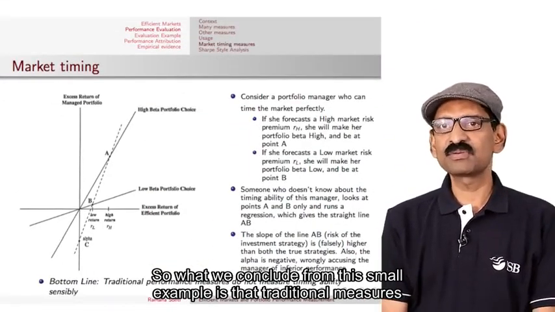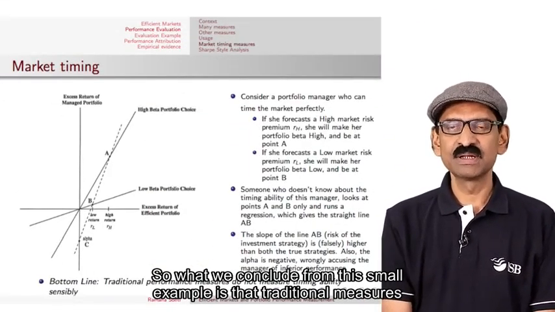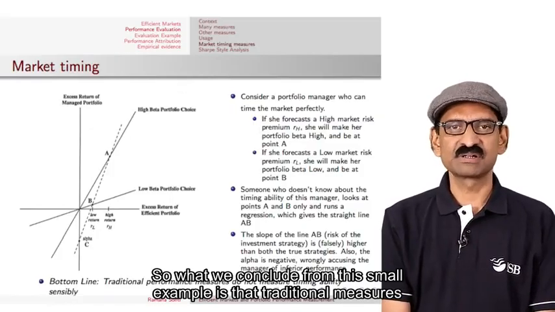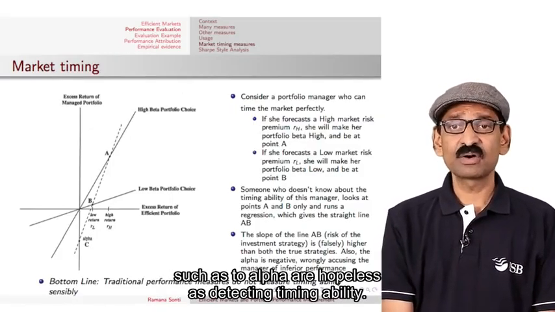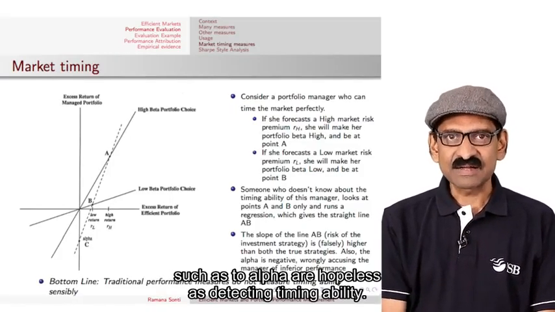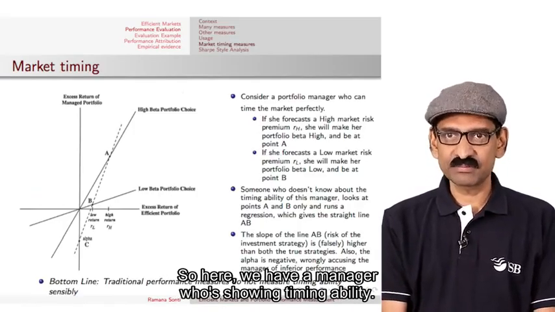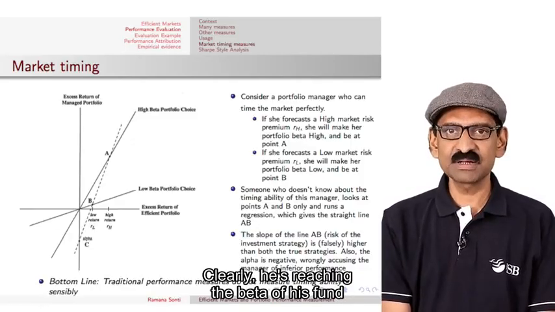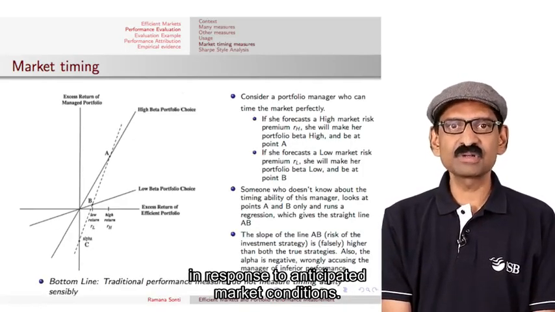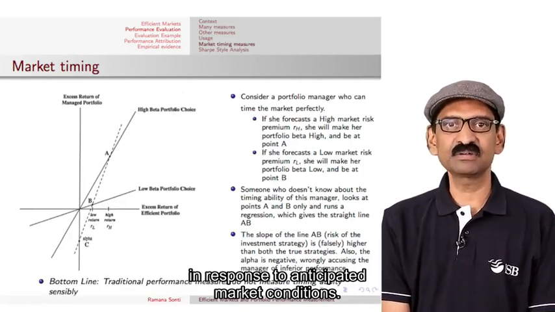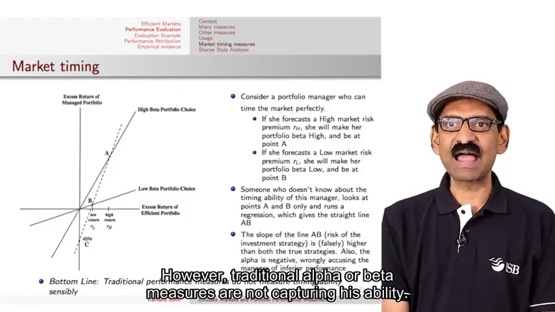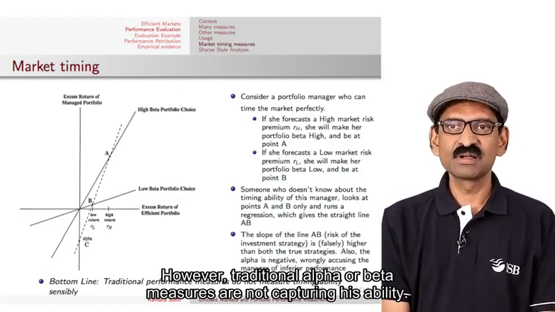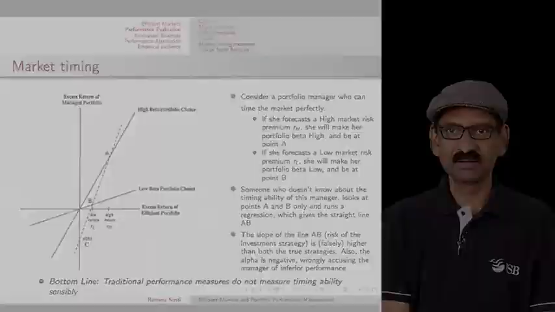So what we conclude from this small example is that traditional measures such as Jensen's alpha are hopeless at detecting timing ability. So here we have a manager who's showing timing ability. Clearly he is switching the beta of his fund in response to anticipated market conditions. However, traditional alpha or beta measures are not capturing his ability.